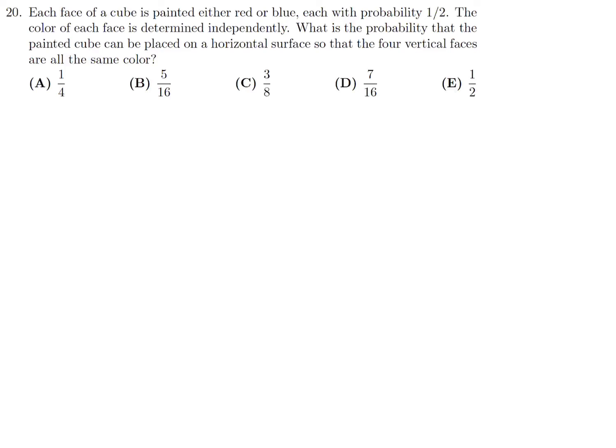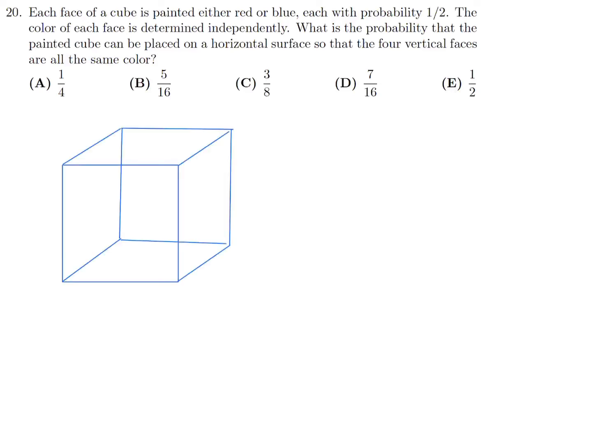Each face of a cube is painted either red or blue, each with a probability of a half. The color of each face is determined independently. What is the probability that the painted cube can be placed on a horizontal surface so that the 4 vertical faces are all the same color?